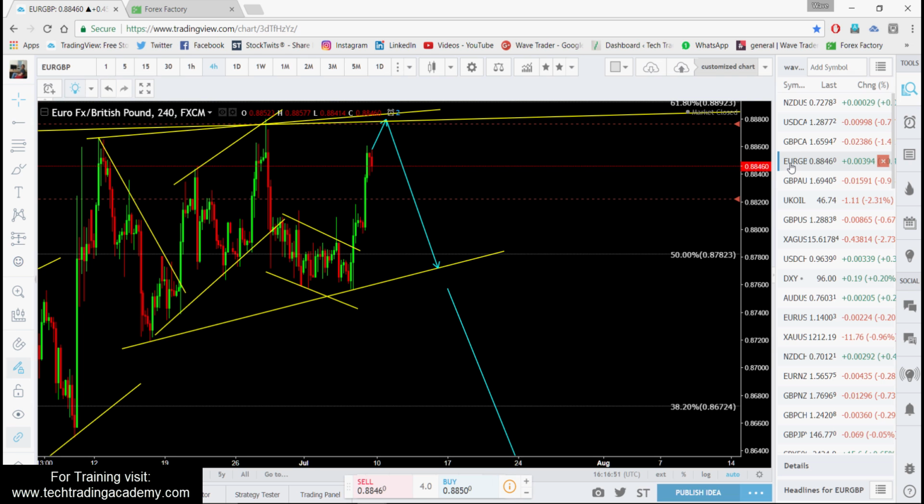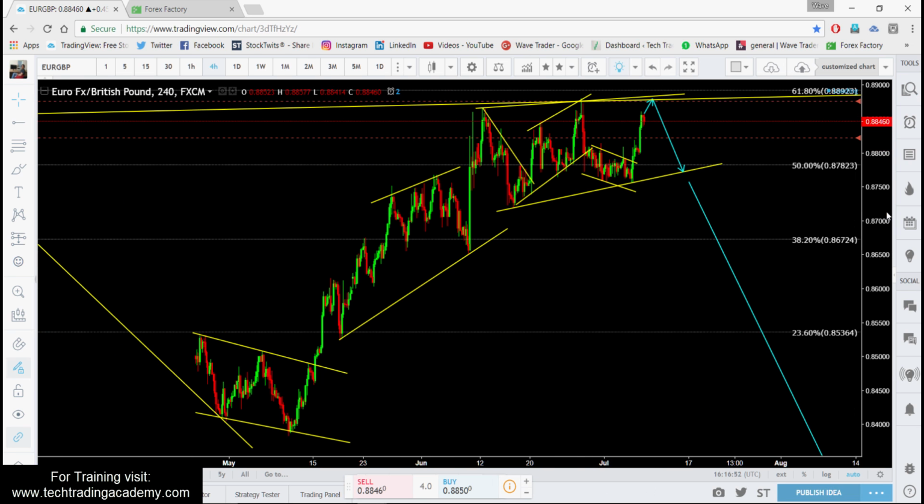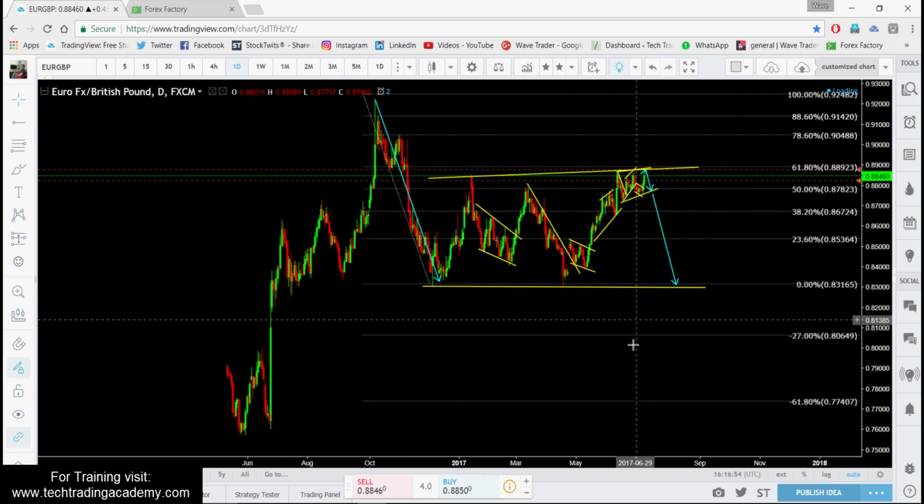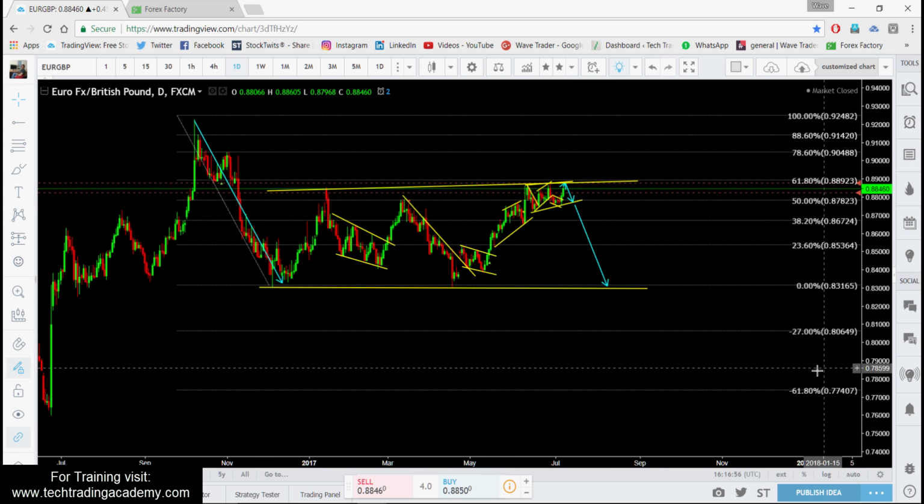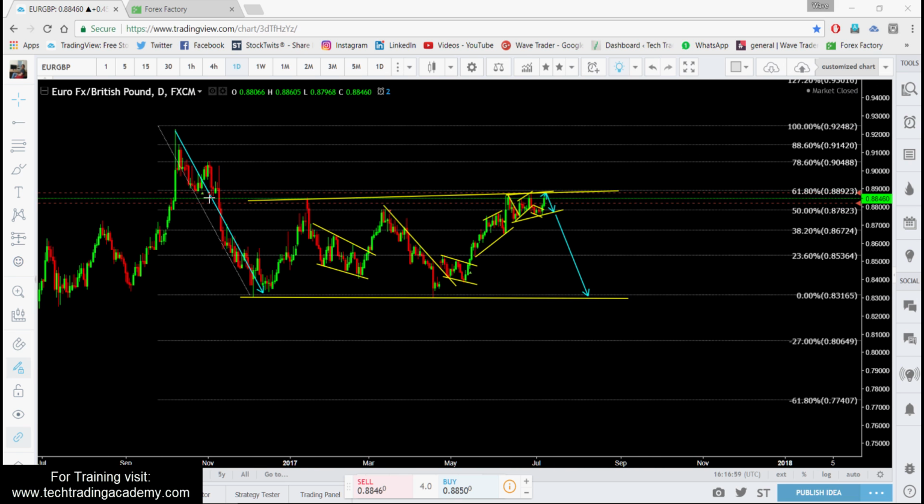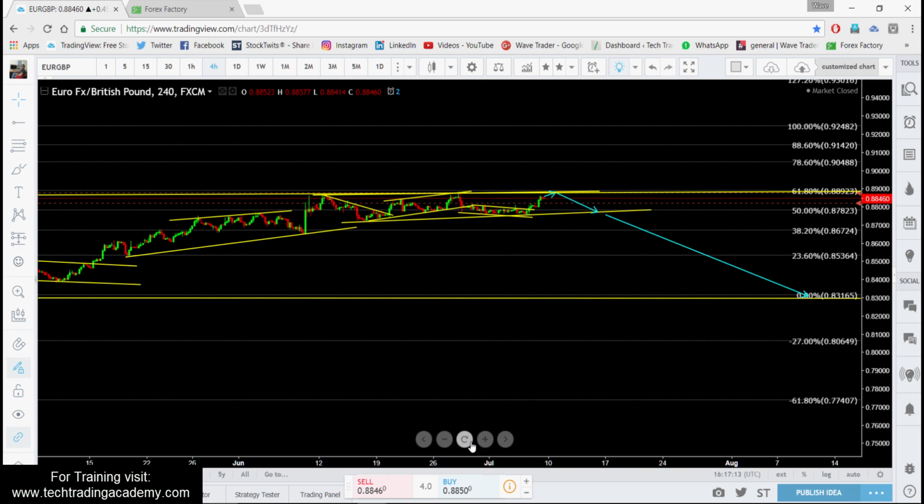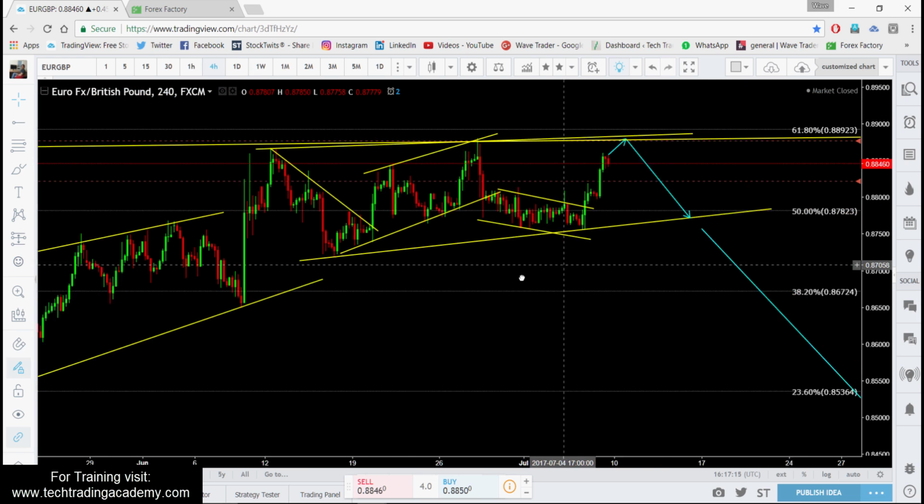Euro pound is still within the sideways at the top. Still within that sideways at this top. This is the sideways. Bigger daily impulse, we are looking for that trade for the longer term. So what is the short-term trade? The short-term trade is still there. This is the short-term trade.